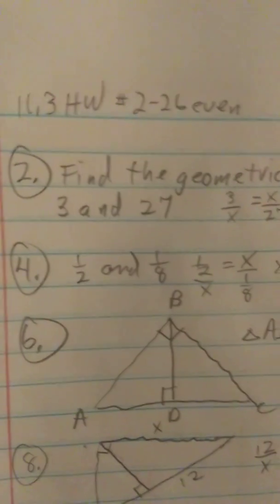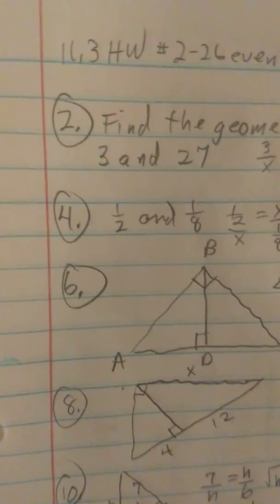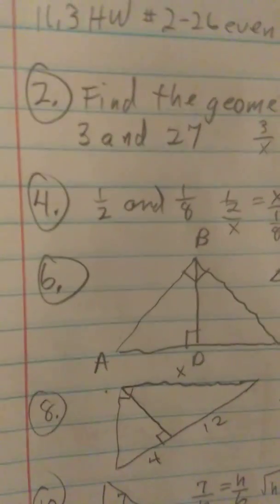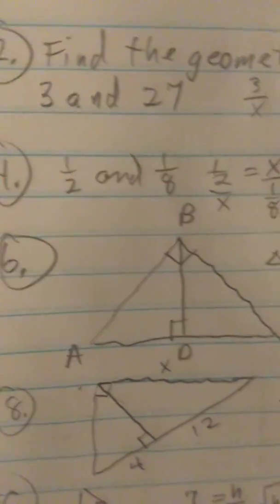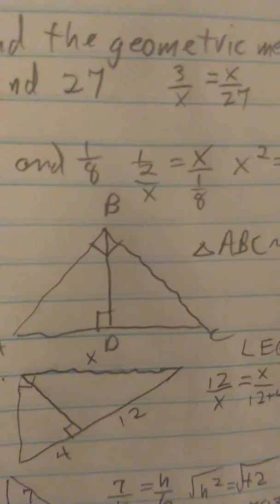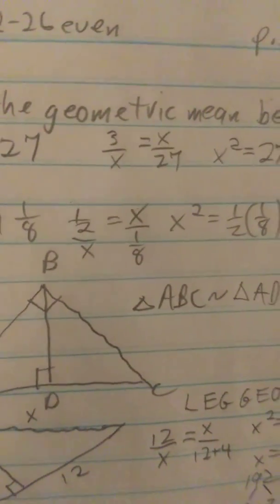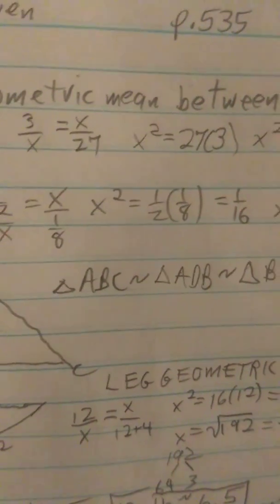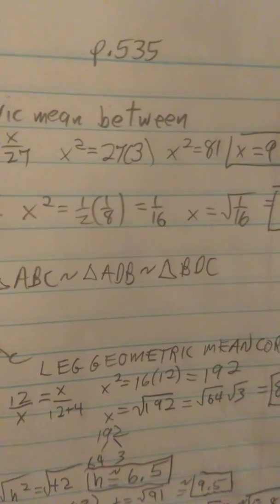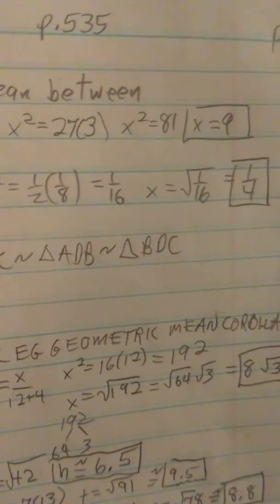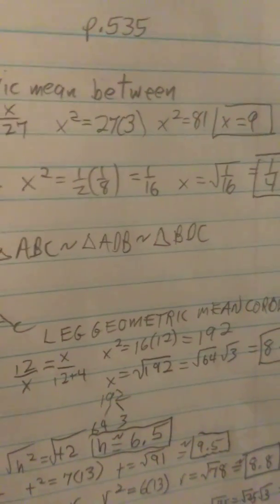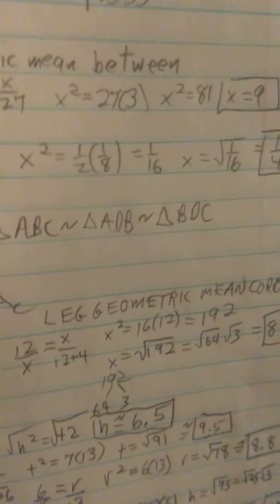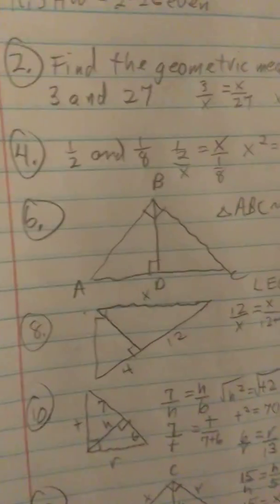Now in our homework, we're going to again get the geometric means between a pair of numbers, 3 and 27, which I think we've done, which would set up as 3 over x is x over 27. x squared equals 27 times 3, or 81. Square root of 81 is 9, so x equals 9. 9 is the geometric mean between 3 and 27.